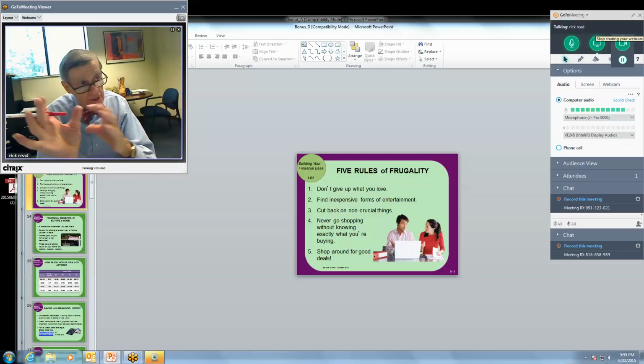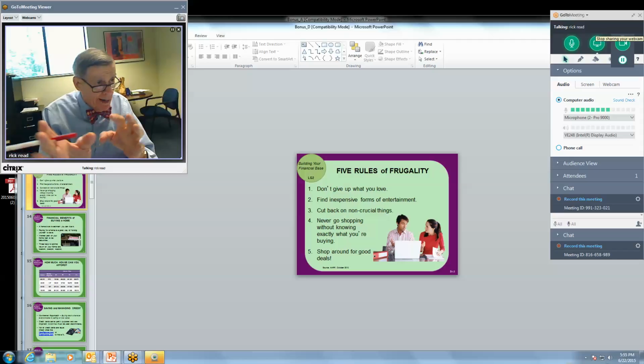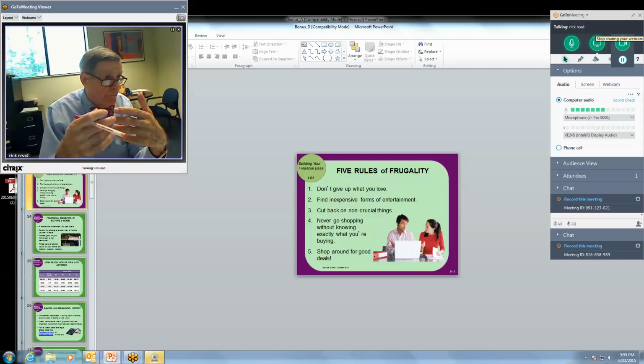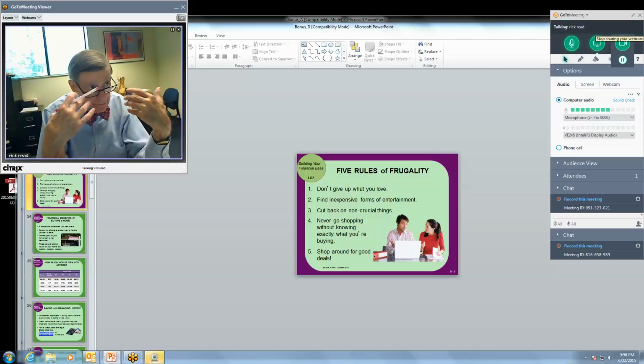I always say that women are shoppers, men are buyers. Women like to do this, men tend to buy. And what I mean by that is men go in with an idea of what they want, and they buy that.